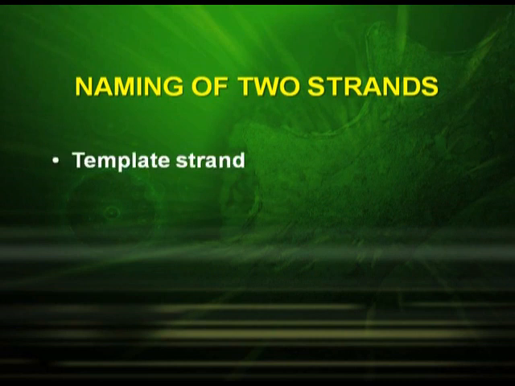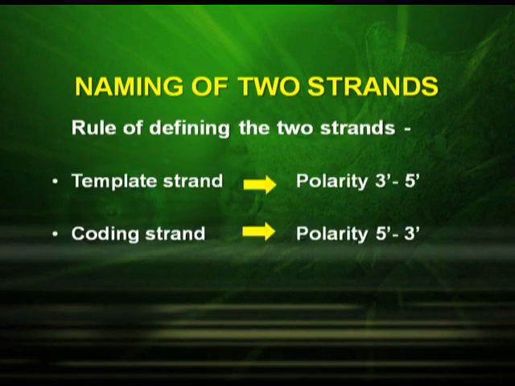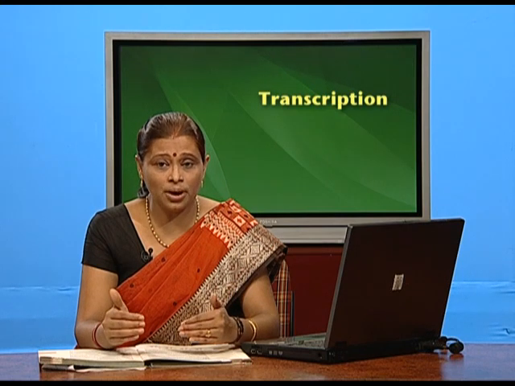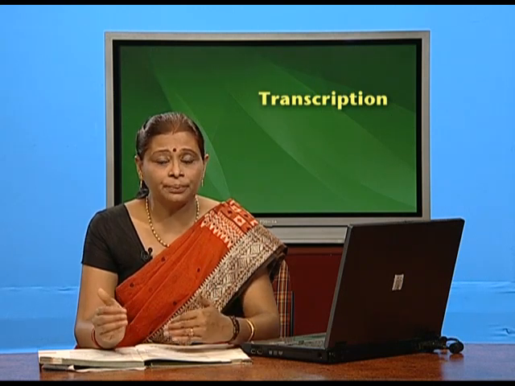Now since we know that the DNA has two strands, how are we going to name the two strands? The two strands are named as a template strand and coding strand. So what is the rule of defining the two strands? Now we know the DNA has antiparallel polarity, 5 prime to 3 prime and 3 prime to 5 prime. The RNA polymerase transcribes in the direction 5 prime to 3 prime. So therefore the template strand is the one which has the polarity from 3 prime to 5 prime, and the coding strand has the polarity from 5 prime to 3 prime.